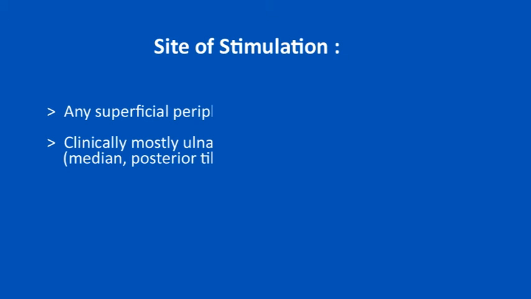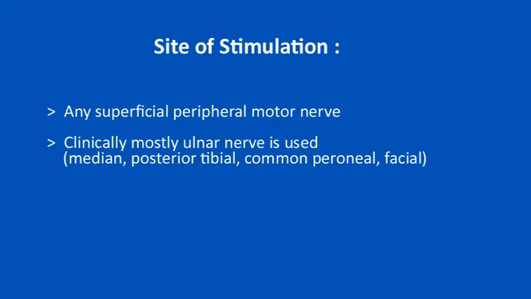Site of stimulation. Any superficial peripheral motor nerve which, when stimulated, produces an evoked response can be used to monitor. Clinically, mostly the ulnar nerve is used. Median nerve, posterior tibial, common peroneal and facial nerve can also be monitored.